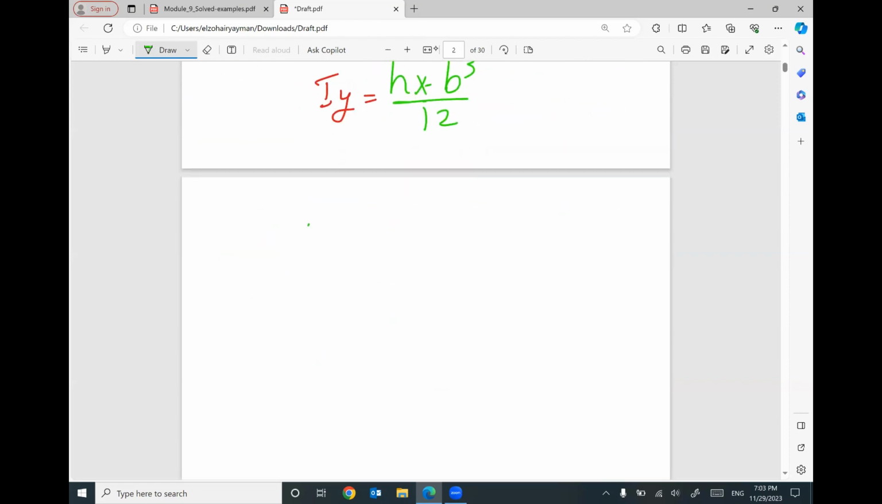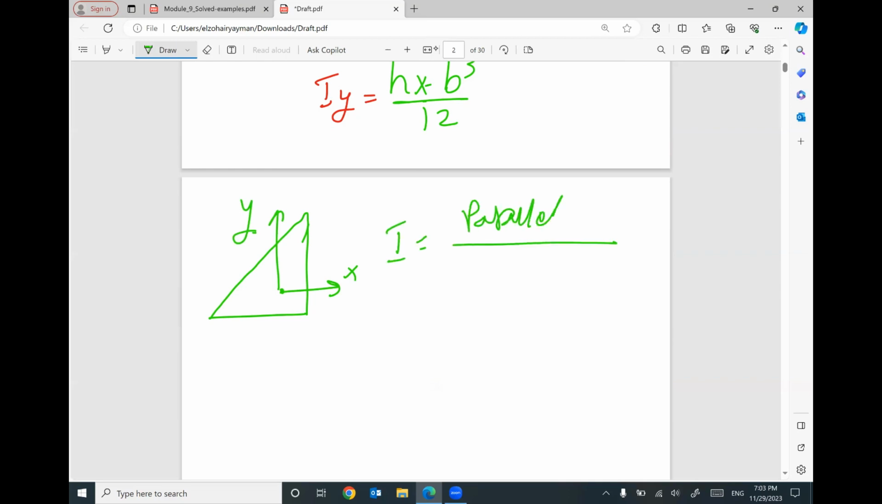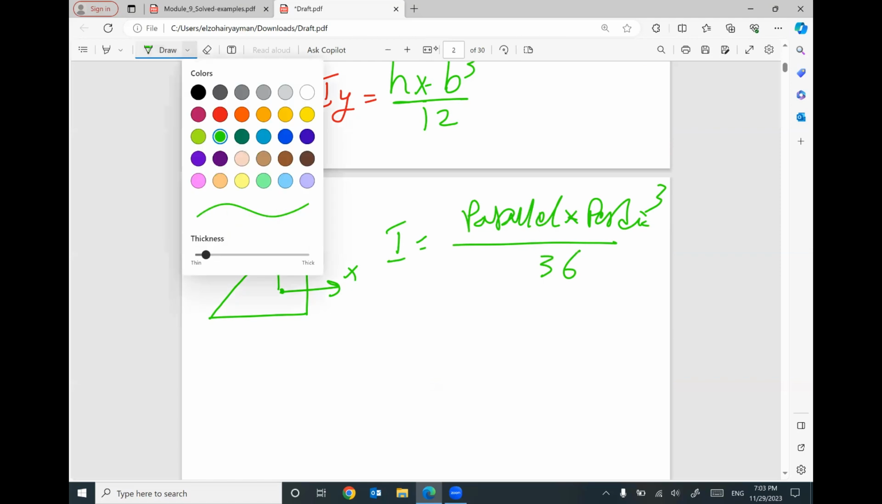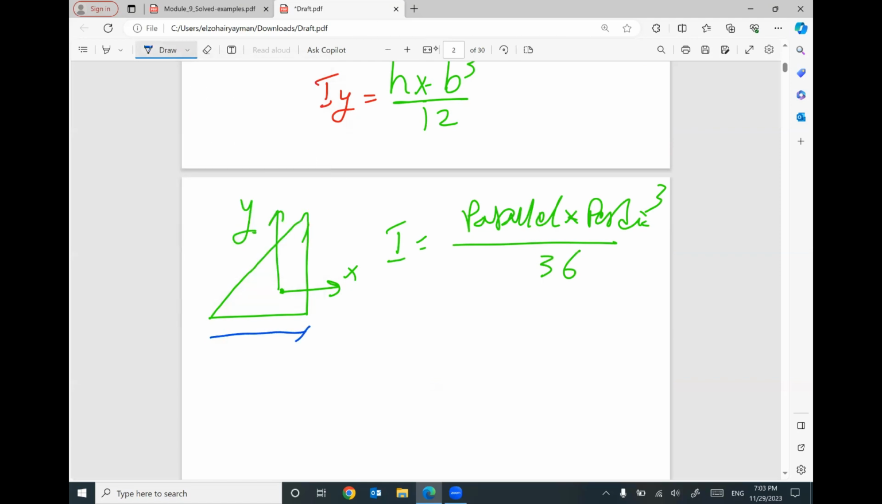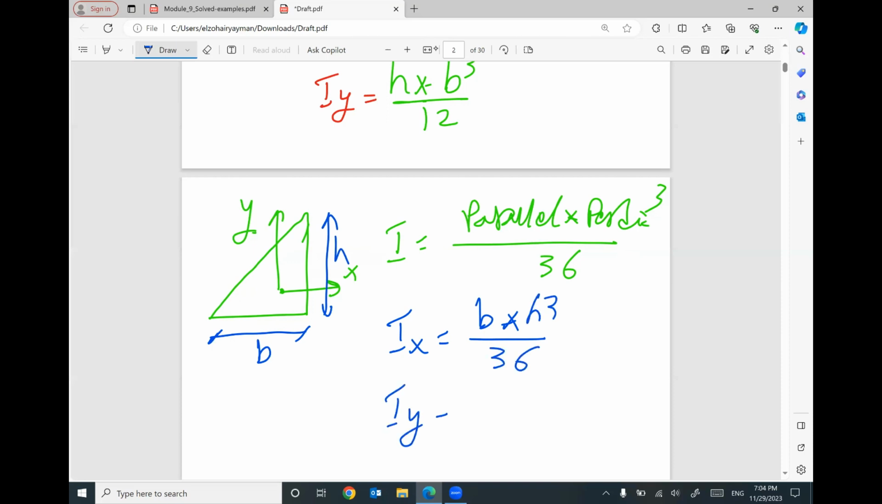If you have a right angle triangle, this is the centroid X and Y, so I equals parallel times perpendicular cubed divided by 36. So the parallel to X is B. So Ix will be B times perpendicular to X, which is H, cubed divided by 36. Iy will equal parallel to Y, which is H, perpendicular to Y is B cubed divided by 36.